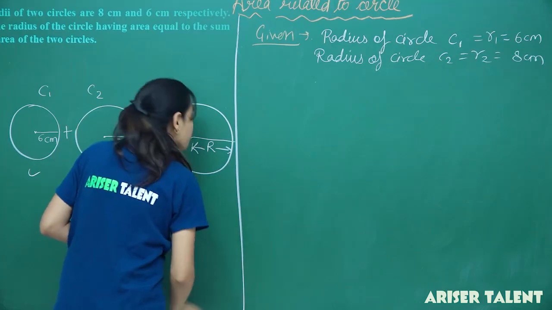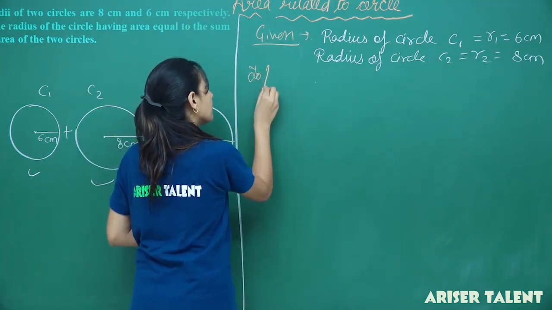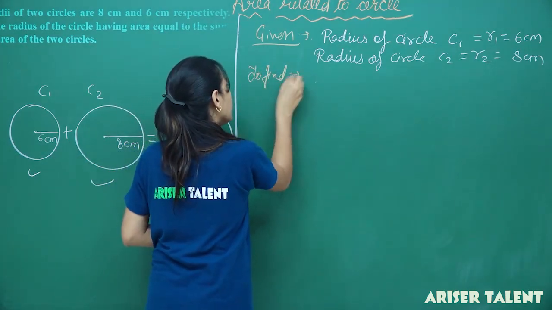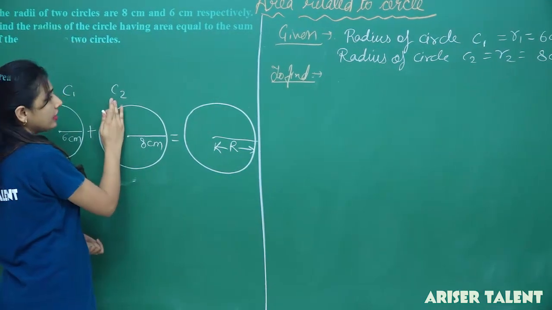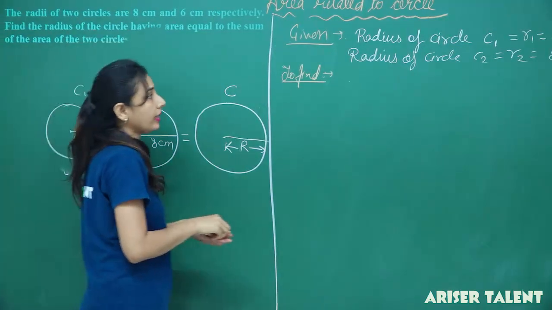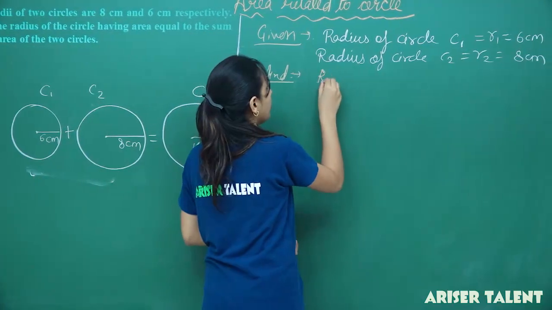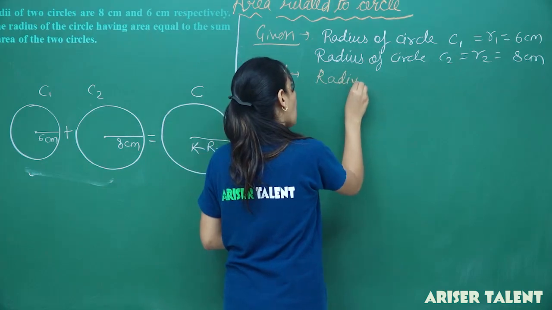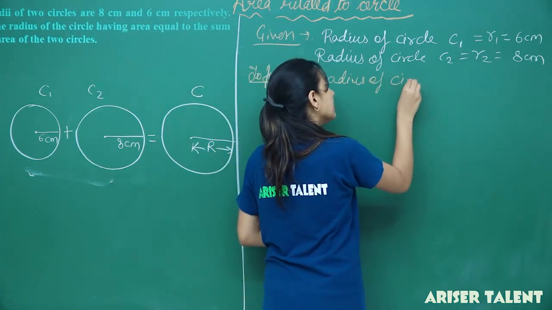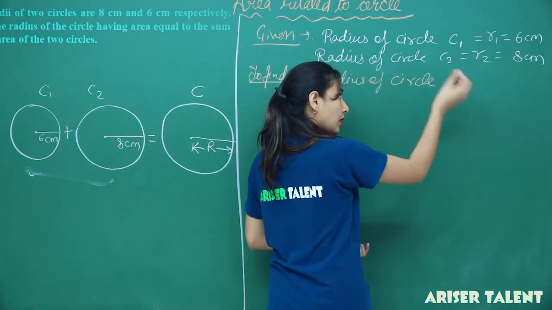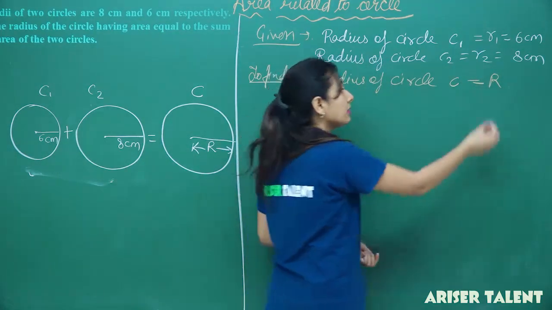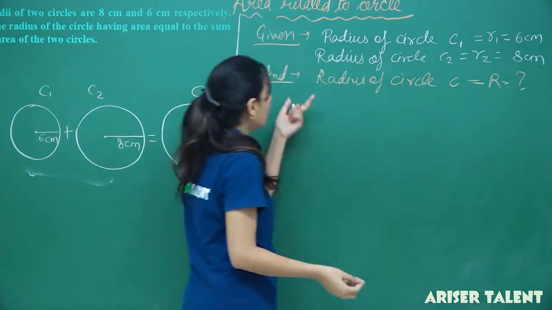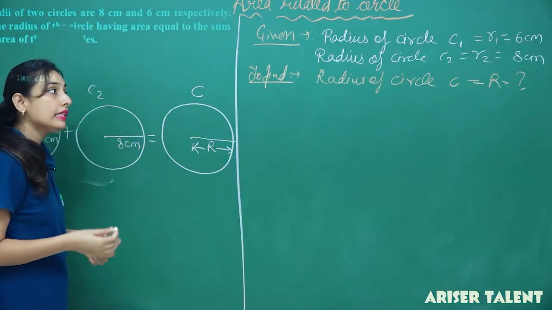Now, what we have to find? So, to find is, let's suppose this is C1, this is C2 and this is some circle C. Okay. So, radius of circle C equals R. Okay, so we have to find out the radius of circle C.